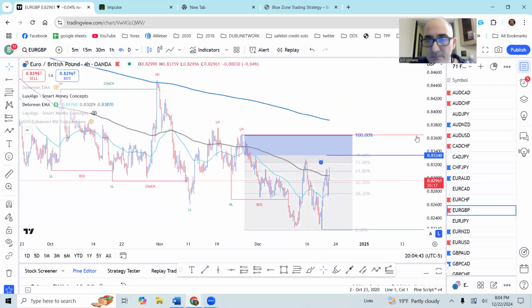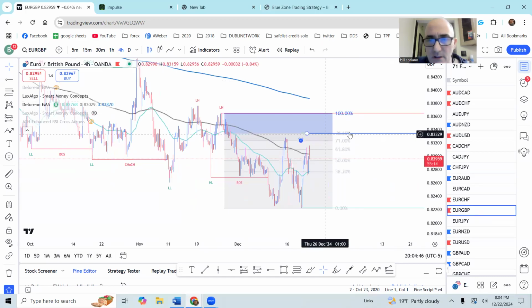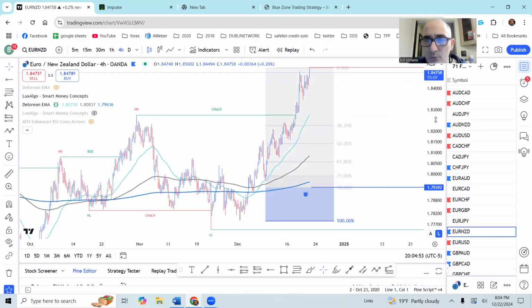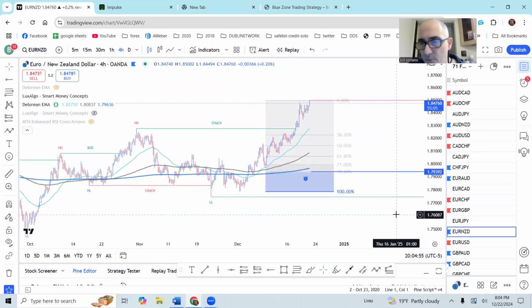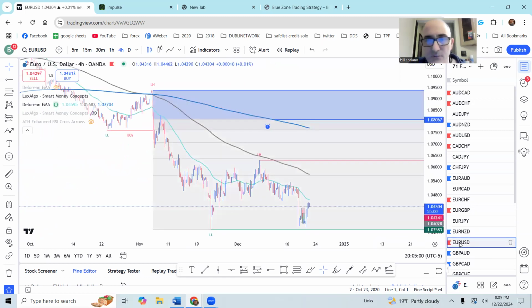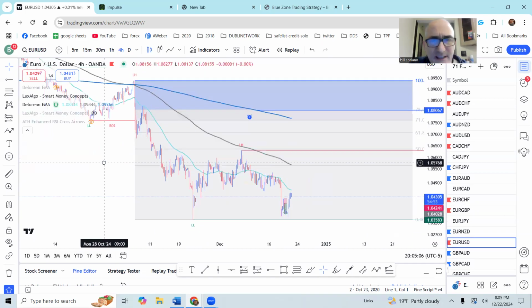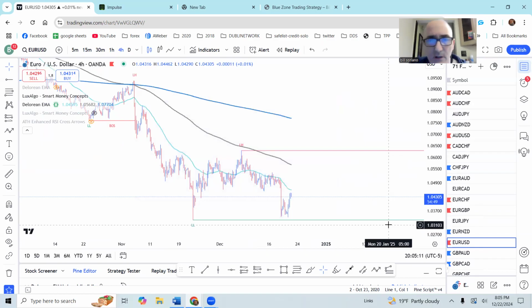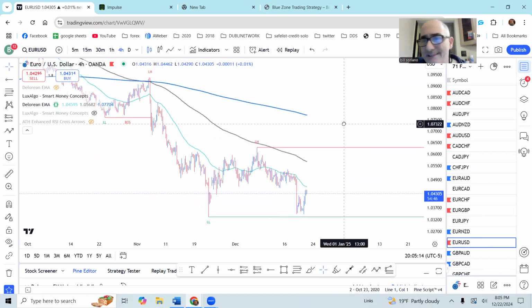EUR GBP is bearish with our alert at 0.83340. EUR NZD, bullish, right? An alert set at 1.79392. EUR USD is bearish with an alert set at 1.08067, right? You see that right there? If I just turn this off here for a second just to show you what I did here, just to give you an idea. I go over it in the video, but just so you know here.